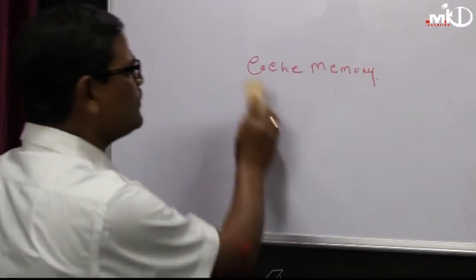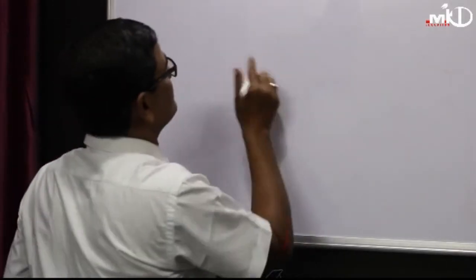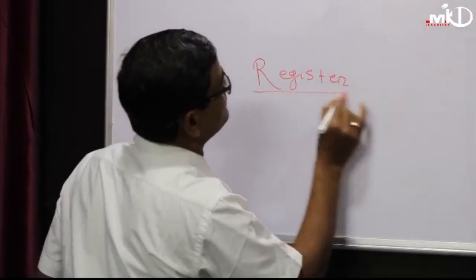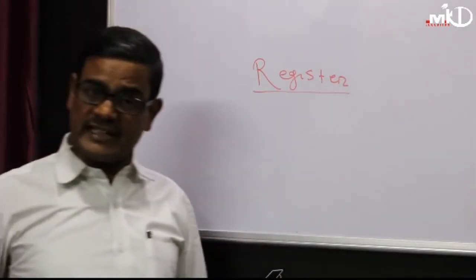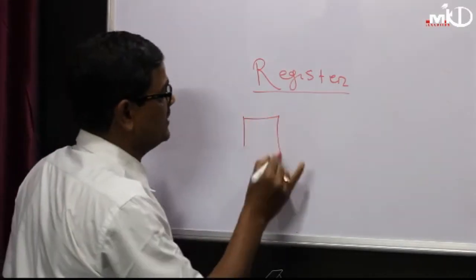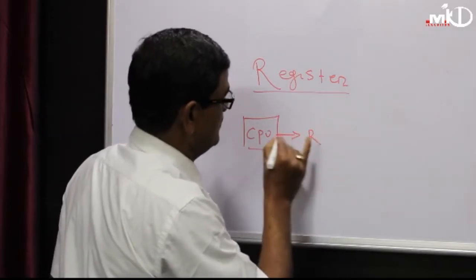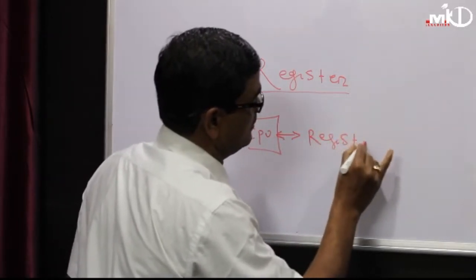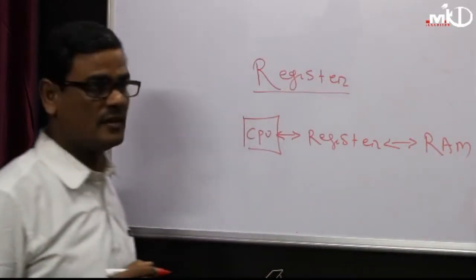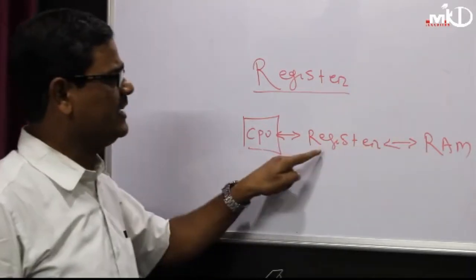Apart from the cache memory, another memory is called a register. Registers are volatile and temporary memory. The register is placed between the CPU and the main memory, which is called RAM. It is a very fast memory.